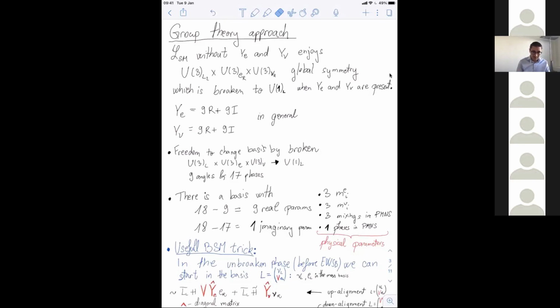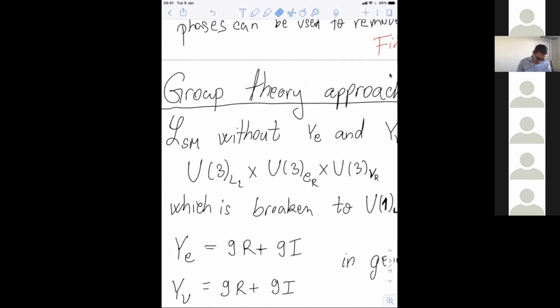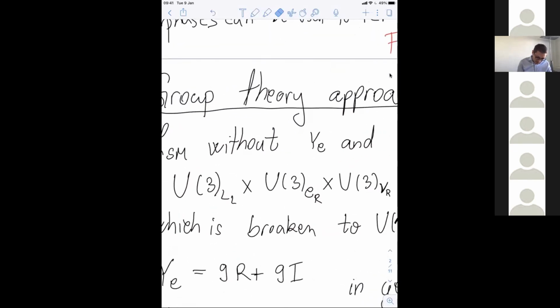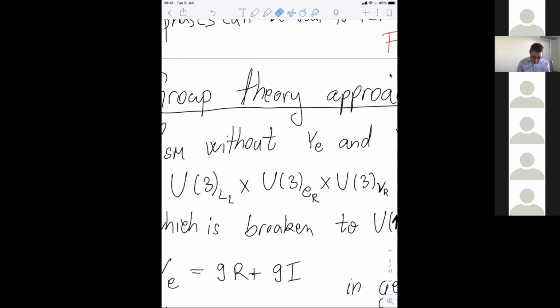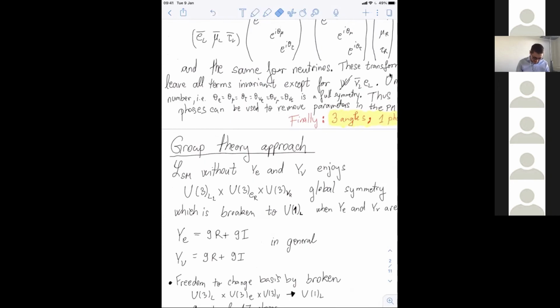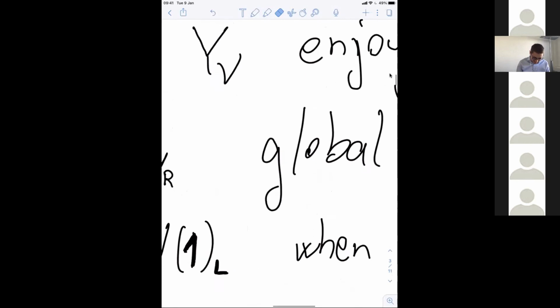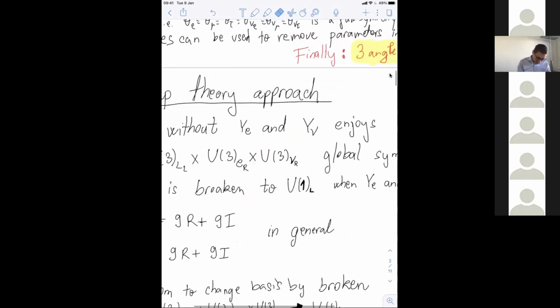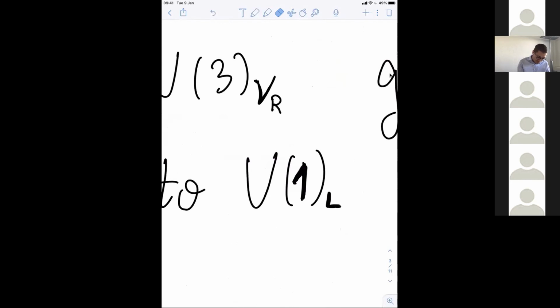There is another way to count parameters, which is more handy if you have, for example, a BSM model, rather than this brute force one, and it is to use a group theory approach. So to utilize these global symmetries. So remember, if we remove the Yukawa interactions, we have a global symmetry, which is the product of 3 U3s, U3L, U3R, and U3Nu. This global symmetry is broken down to lepton number, U1L, if we switch on Yukawas.